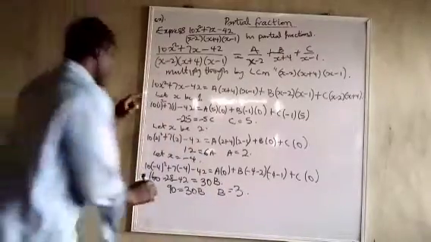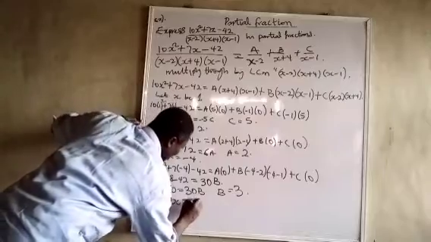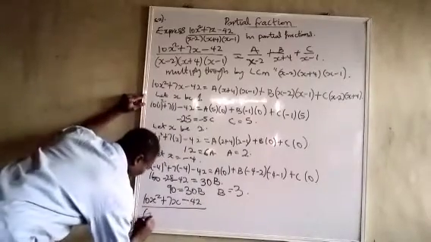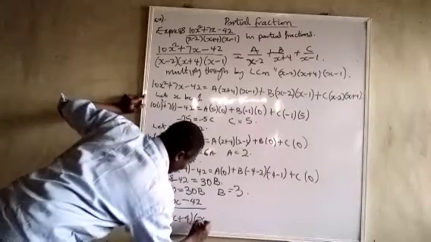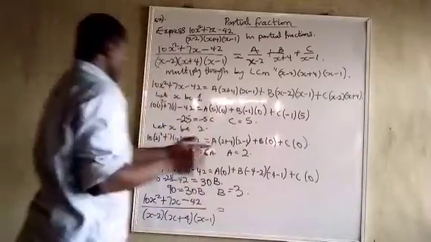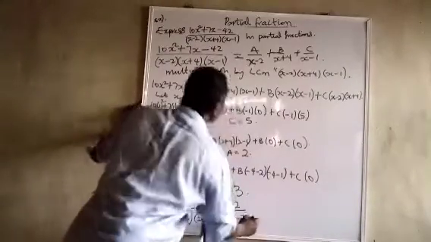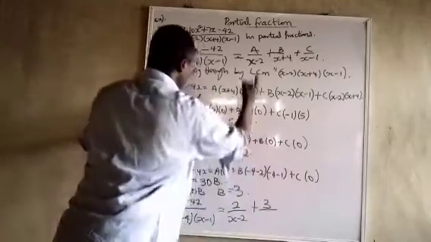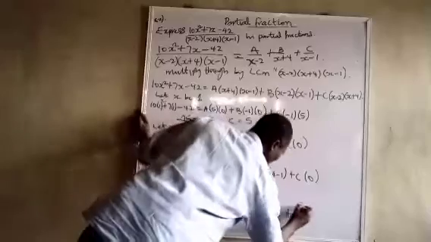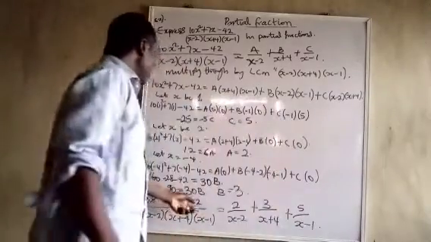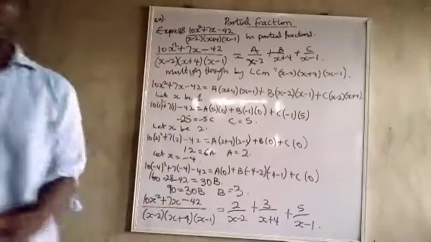Therefore, this expression, (10x squared + 7x - 42) divided by (x - 2)(x + 4)(x - 1), will be equal to, what is A? 2 over x minus 2, plus 3 over x plus 4, plus, what is C? 5 over x minus 1. To verify that this is correct, you can expand this and work it out. It will give you this same answer.